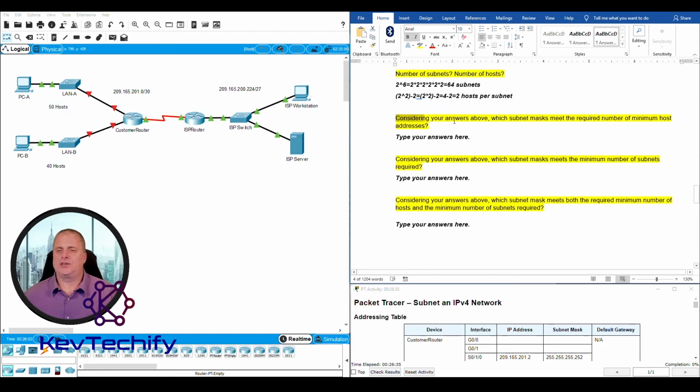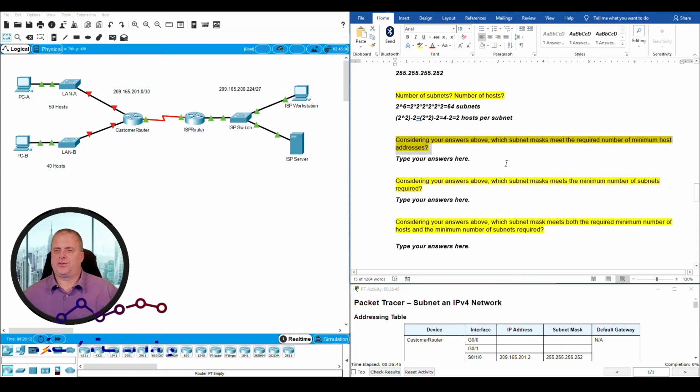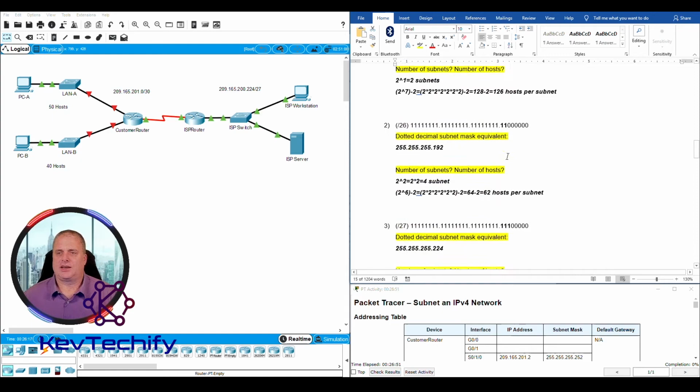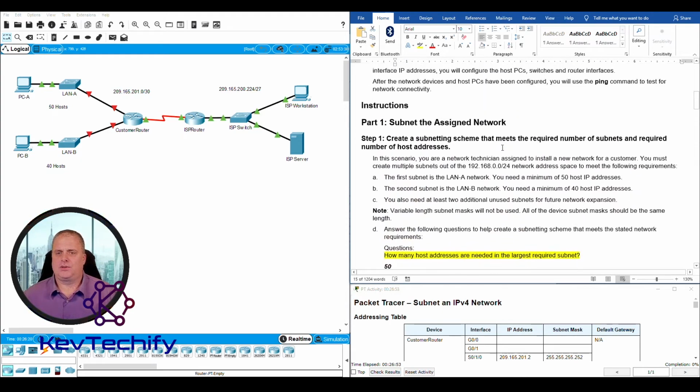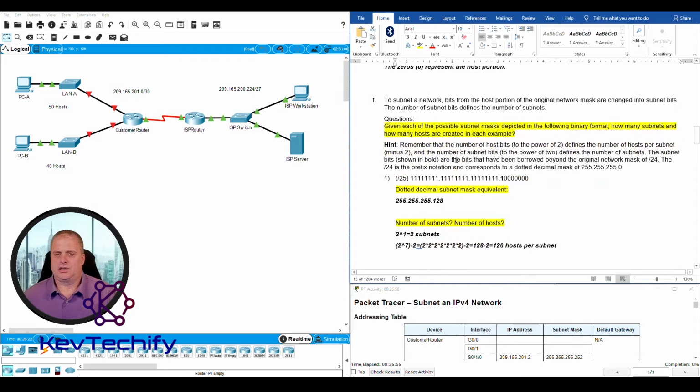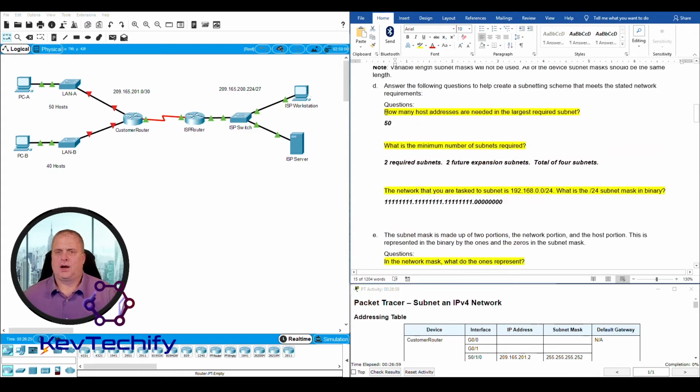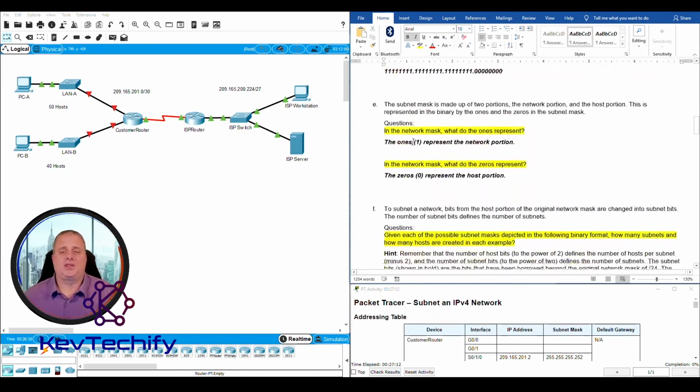Question: considering your answers above, which subnet masks meet the required number of minimum host addresses? Well, we need to remember what our minimum number of host addresses is and then see which subnet mask did that. How many host addresses are needed for the largest required subnet? That's 50. All subnets need to have at least 50 usable IP addresses.